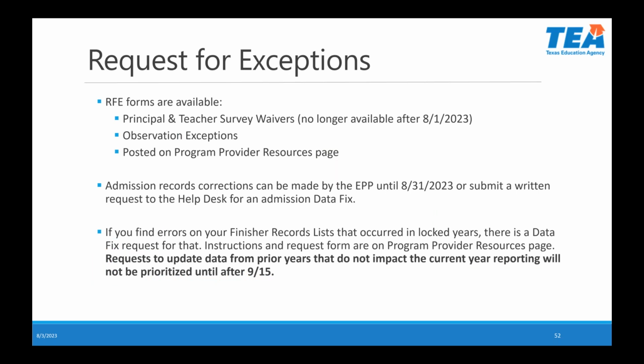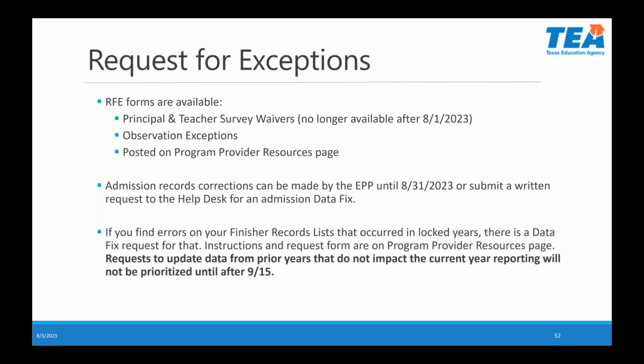EPPs can submit data exception requests to remove data points from 22-23 data if needed. The request for exception forms, or RFEs, are available on the Program Provider Resources page on the TEA website. For best performance, ensure your Adobe software is updated. Save the form on your desktop, fill it in, sign, and save it. Then attach it to a help desk ticket. Your education specialist will review the request and either approve or deny it with reason. You will receive a return copy for your records.